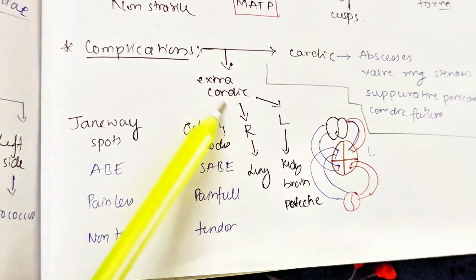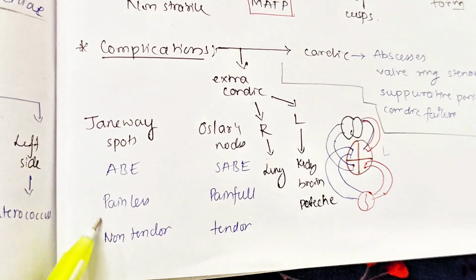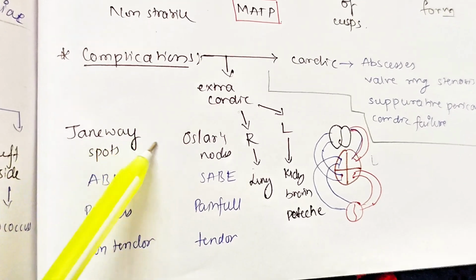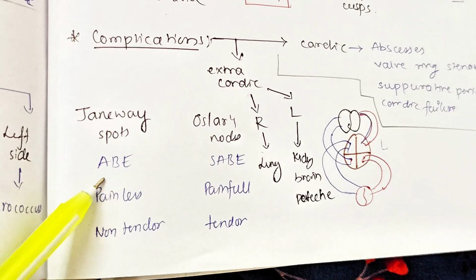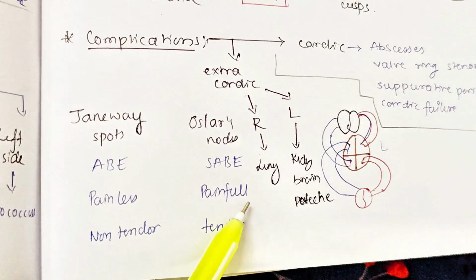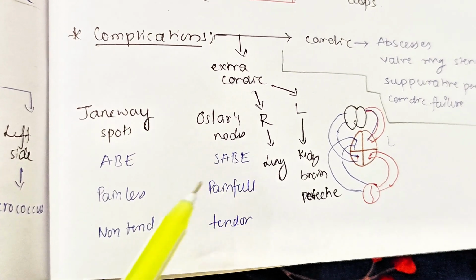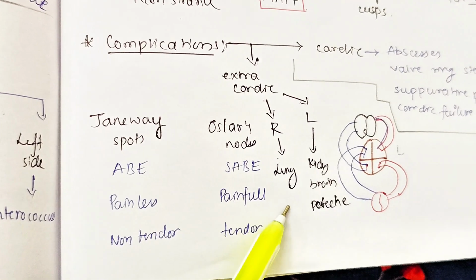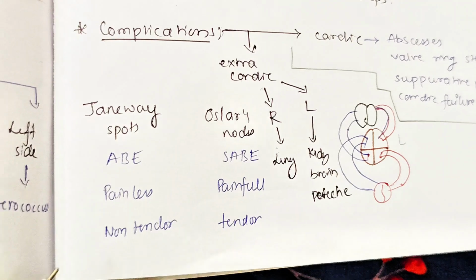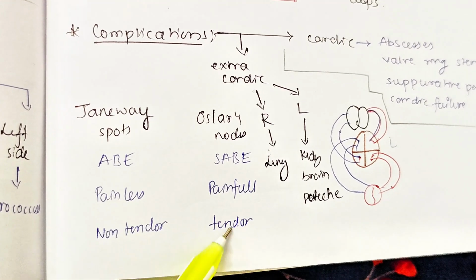If the emboli go to the peripheral circulation, they can cause Janeway spots or Osler's nodes. Janeway spots are formed in acute bacterial infection, Osler's nodes are formed in subacute bacterial infection. Janeway spots are painless. Osler's nodes are very painful. These are non-tender, these are tender.